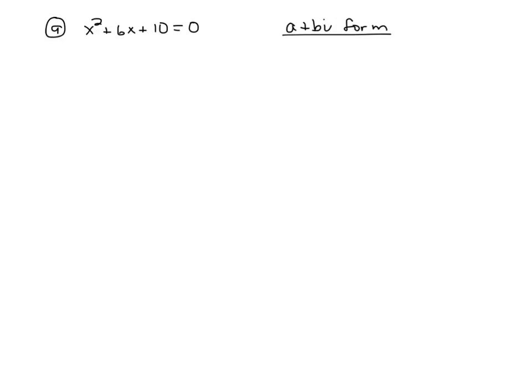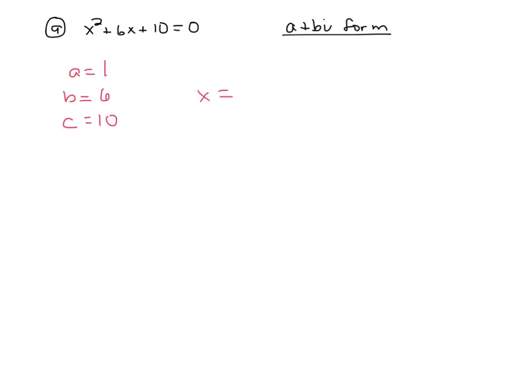Number 9 just wants us to find the roots and express our answer in a plus bi form. All right, so to find the roots, we're just going to plug it into the quadratic formula. So let's first just label our a, b, and c. So a would be 1, it's the number in front of the x squared. B would be 6, the number in front of the x. And c, the constant, is 10.